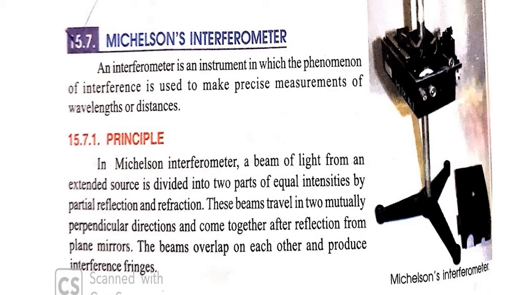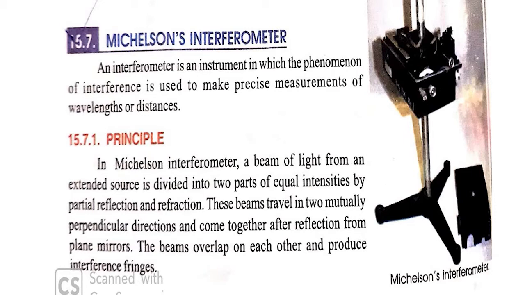So, what is the principle of Michelson's interferometer? In Michelson's interferometer, a beam of light from an extended source is divided into two parts. Normally, from a single source, light is divided into two parts, and the arrangement is such that the two parts have equal intensity, and it is divided into two by partial reflection and refraction.